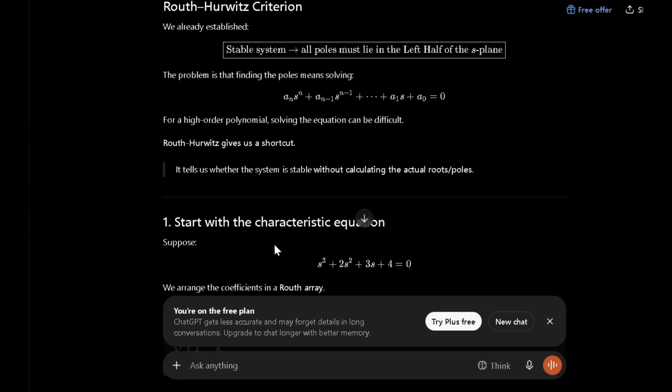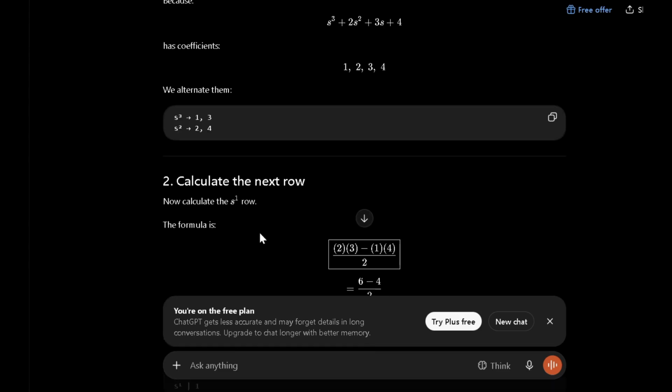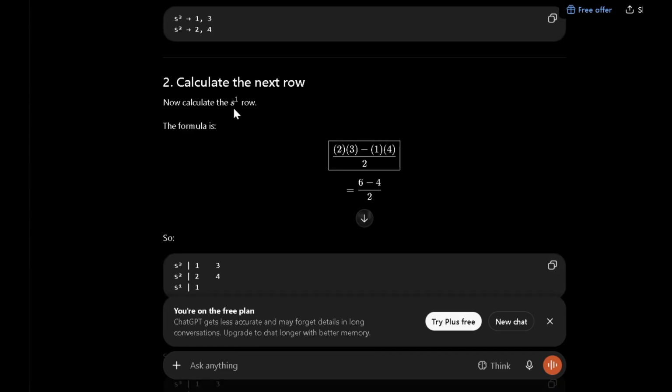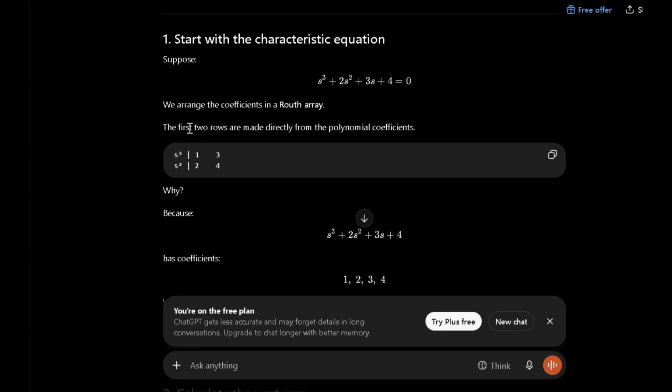This is the equation. Whereas calculating the x1 row, my doubt is how did he get this set? How did he put x cube in 1, comma 3 and x square in 2, comma 4 by saying the equation? I don't know the Routh theorem, so I don't know how we will arrange it.